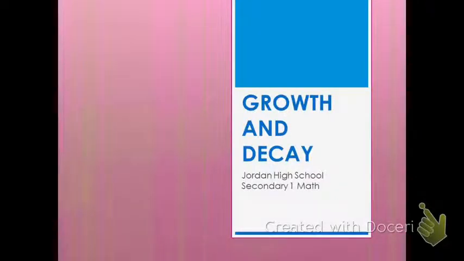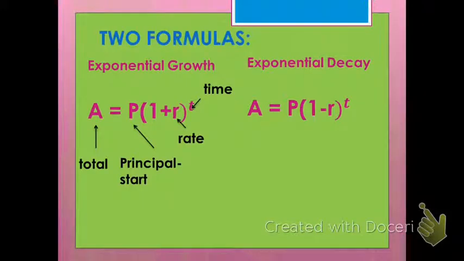This recording is from Jordan High School Secondary 1 Math, and it's about growth and decay that we've been talking about when we're talking about exponential equations in real life situations in class. If you remember, we've been talking about two formulas that we've been using on exponential growth or exponential decay. And the two formulas are written here. A equals P, parentheses 1 plus R raised to the T power. And that's the exponential growth.